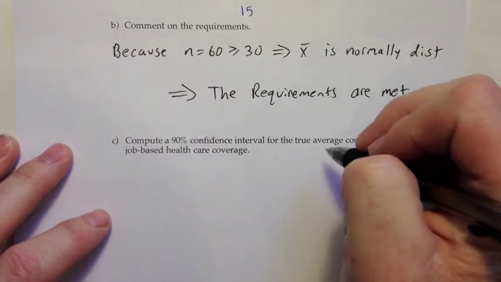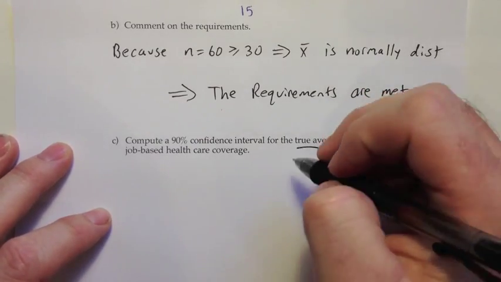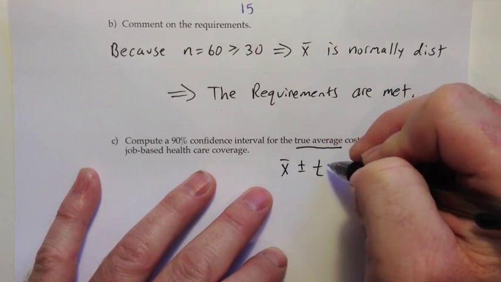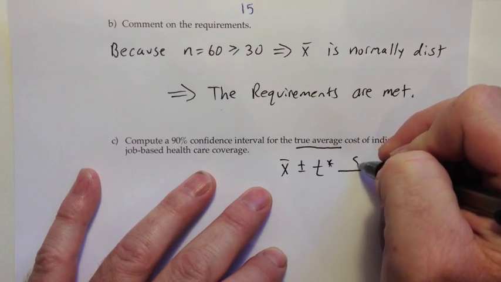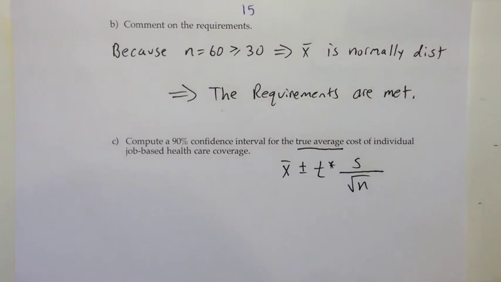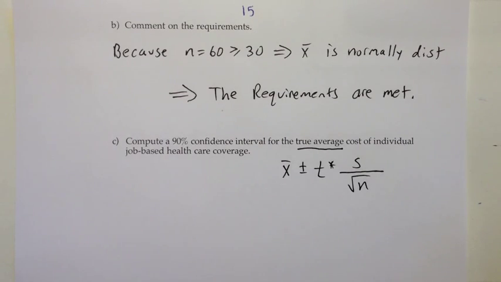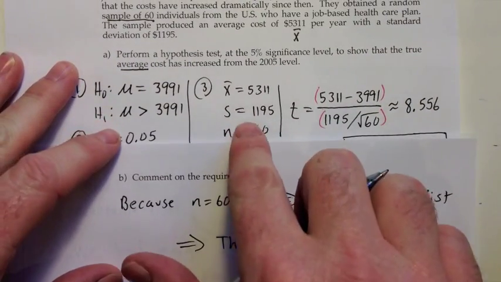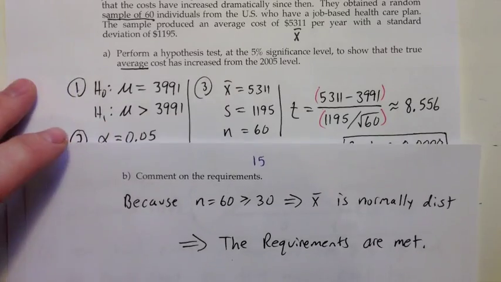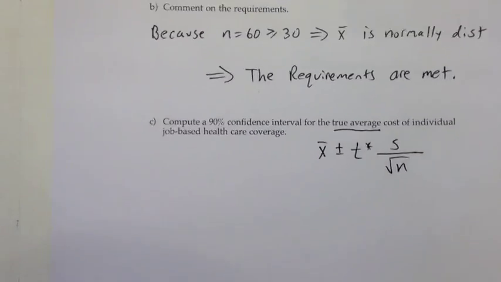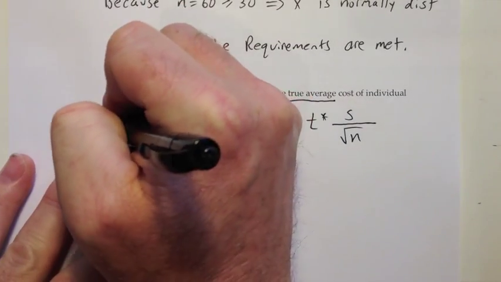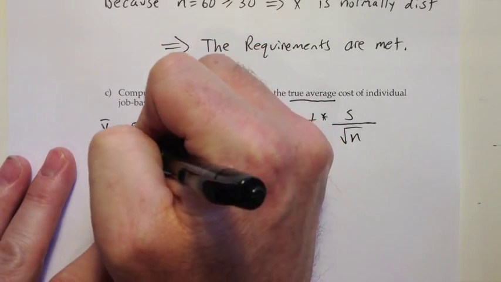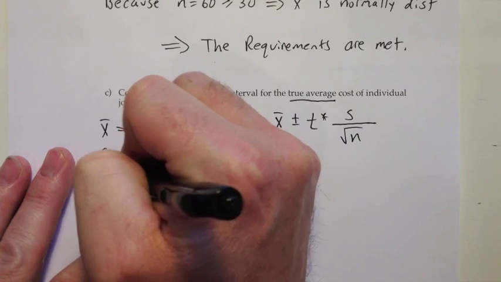Because this problem is about the true average cost, when I go to do my confidence interval, I'm going to want to use the formula X bar, for average, plus or minus a t star times s over root n as my formula. So I want to start out thinking about the pieces that I have for this already. If we bring in the previous version of the problem, X bar and s and n were things that we calculated already, so I'm just going to copy those over from that paper onto this new one. So we had an X bar that was 5311. We had an s that was 1195, and we had a sample size of 60.